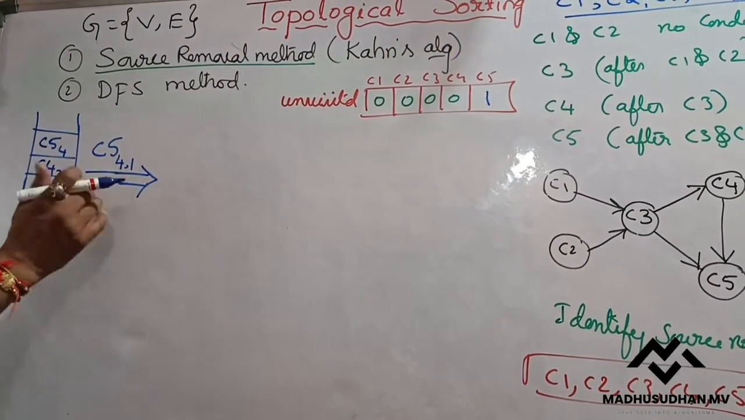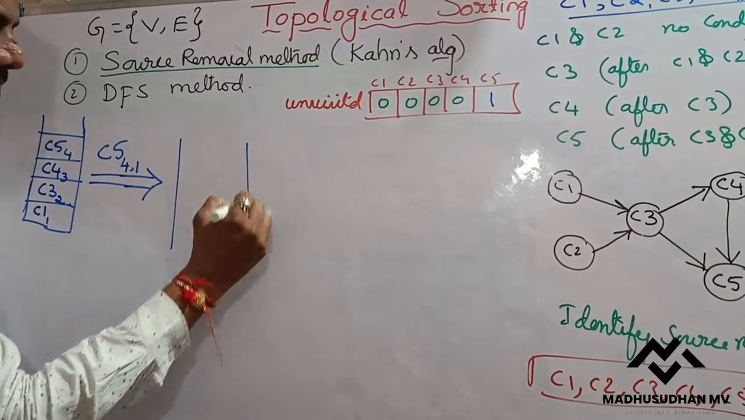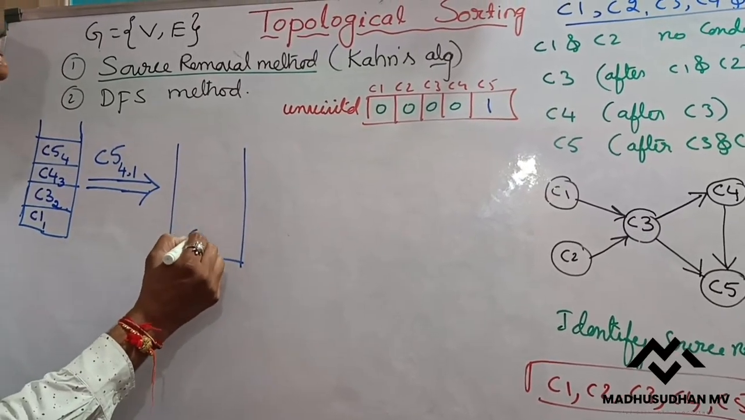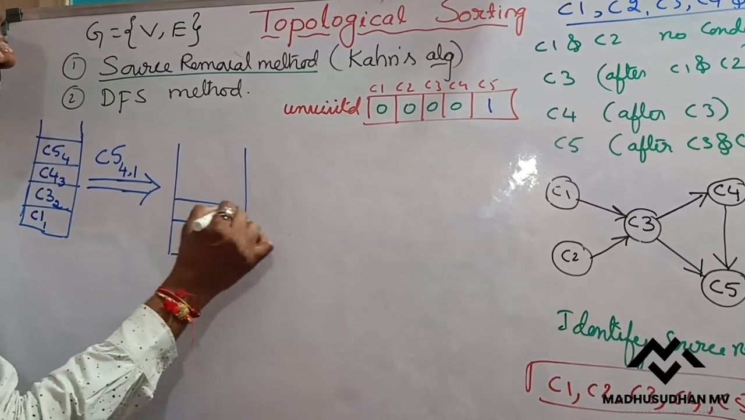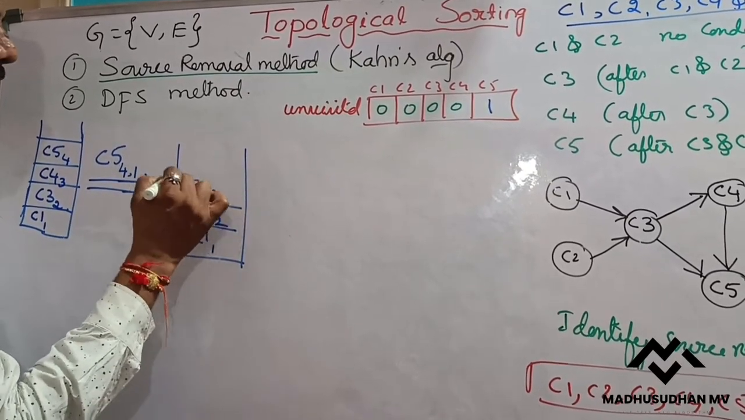Once I take out course 5, what is left in my stack? Course 1 is left, the first one I pushed. Course 3, the second one I pushed. Then course 4, the third one I pushed.